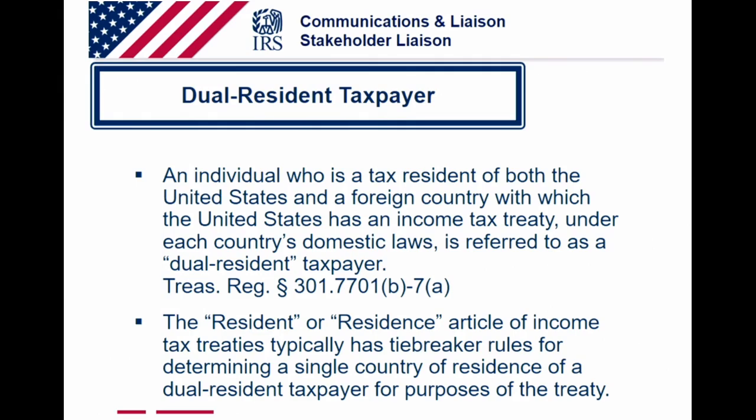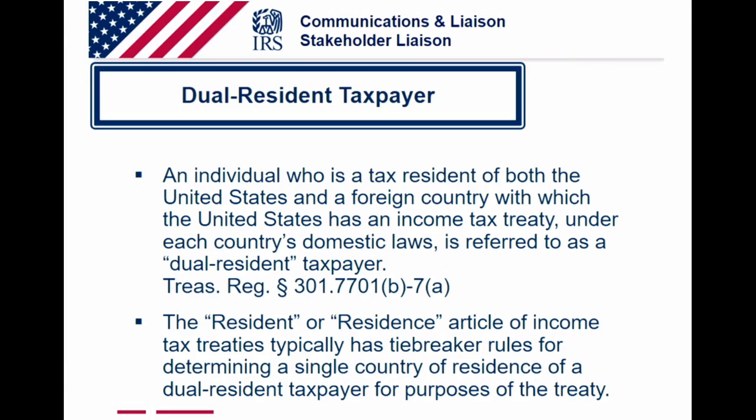Okay. Now, some of you might be wondering, and I think I already saw a question or two about that, about the dual resident taxpayer, meaning an individual who is a tax resident of both the United States and of a foreign country under each country's domestic law. And as I mentioned earlier, we refer to such an individual as a dual resident.